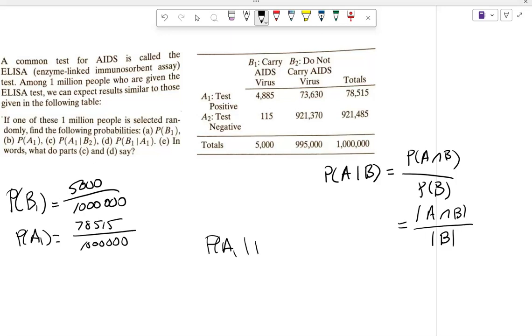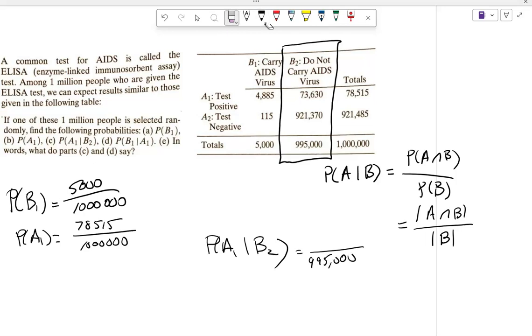So notice in this case, when we want the probability in part C, it's asking us for the probability of A1 given B2. I don't care about the entire sample space anymore. I only care about, I'm given B2, so the only thing I care about for part C is that column. I don't care about anything else. So what's going to be in your denominator? If that's the column that I'm worried about and absolutely nothing else, what's your denominator going to be? Good, the 995,000, good. What's the numerator going to be? Good.